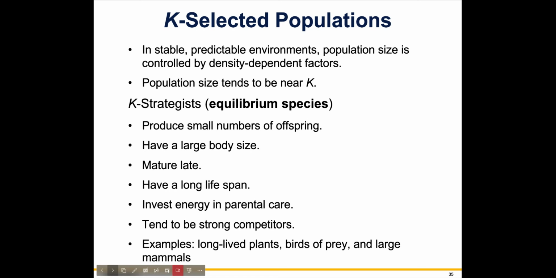You mature later. You're a much larger creature. You have a long lifespan. You do put a lot of parental care into your offspring. You want them to survive. So things like long-lived plants like trees, or birds of prey, mammals, we tend to fall into that K-selected population.